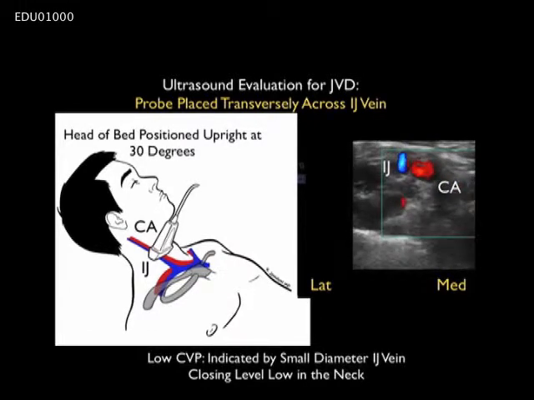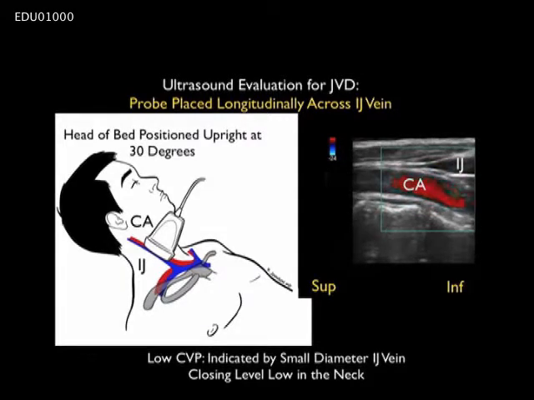resuscitation with IV fluids. We can corroborate those findings by moving the probe to a long axis configuration with a probe marker up towards the patient's head. We see the carotid artery deep to the internal jugular vein, and we see the closing level of the IJ vein low within the neck, again corroborating a low CVP, less than 10 centimeters of water, and the need for immediate resuscitation with intravenous fluids in this hypovolemic patient.